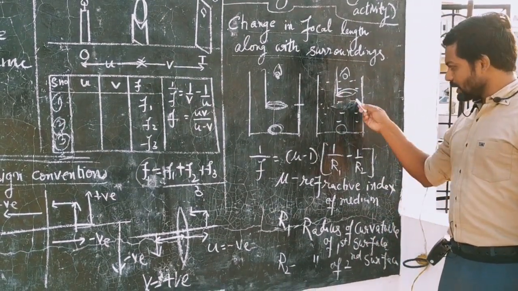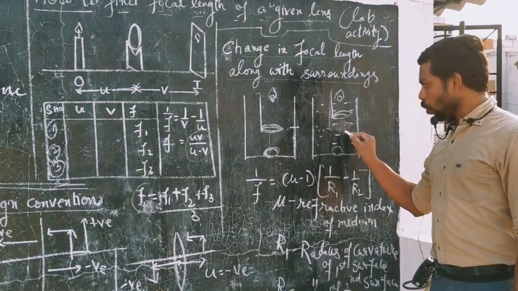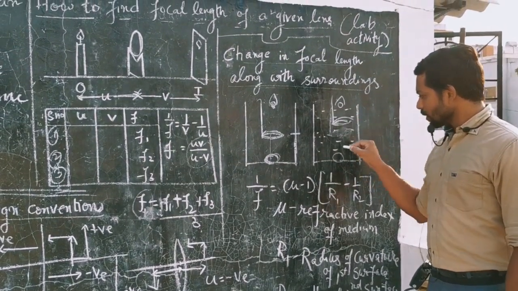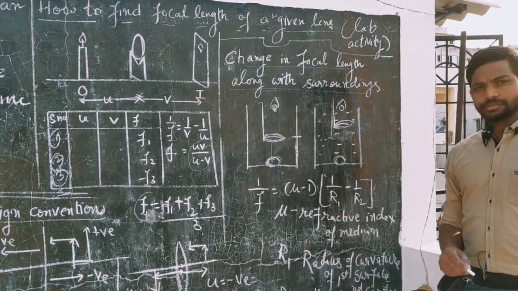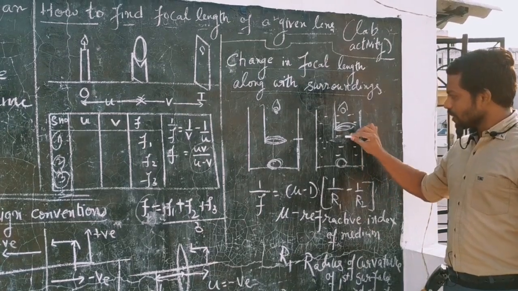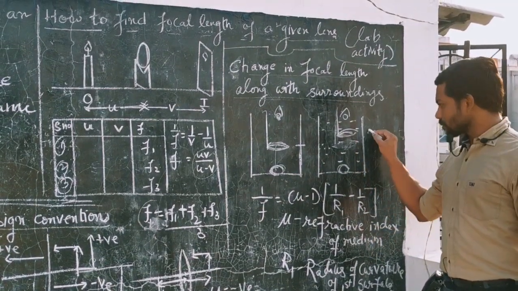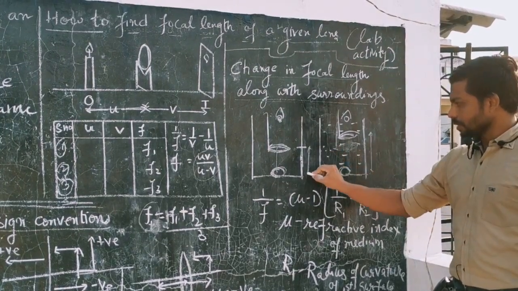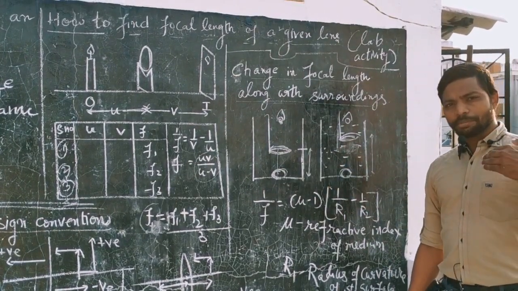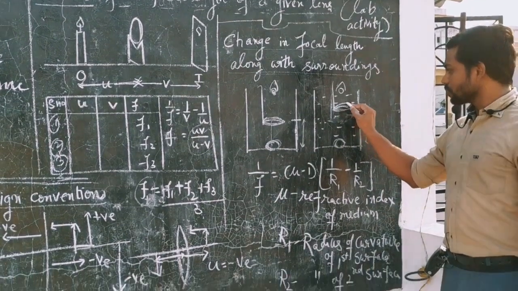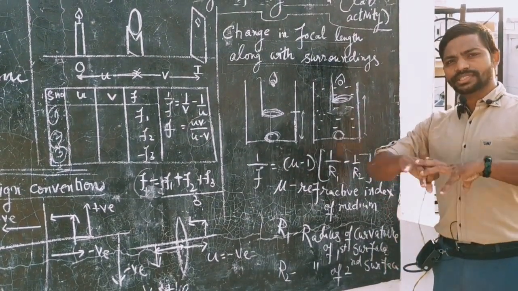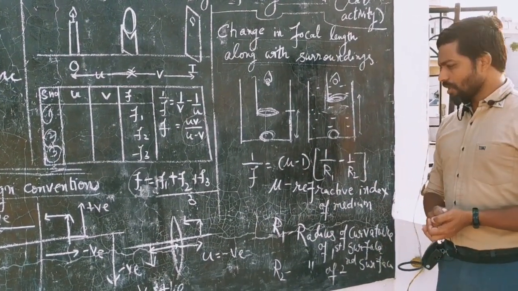So you could see clearly the focal length of the lens, and now you can see the stone. What it means is, you change the position of the lens holder, and now you can see in the water from this position. This is different and this is different. So it means that the focal length of the lens changes along with the surrounding medium, right?